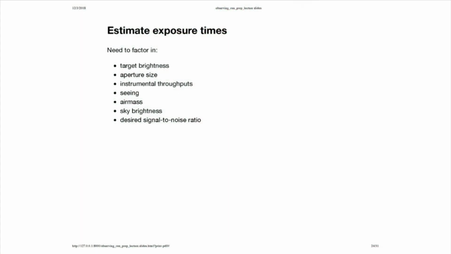All right, so I'm not going to say too much about this, but obviously you're going to have to know how long you're going to keep the shutter open. How long do you need to observe these targets? And that's going to depend on a number of things. It depends on how bright the target is, how big your telescope is, how well your telescope accepts light and converts that into a signal, what the seeing is, the air mass, of course, as we've been talking about. You have to factor in all these things. So depending on what instrument you're using, there might be an exposure time calculator provided that will help you do that calculation.